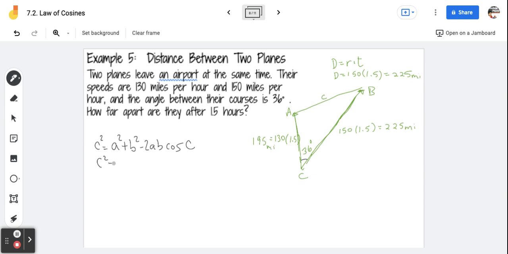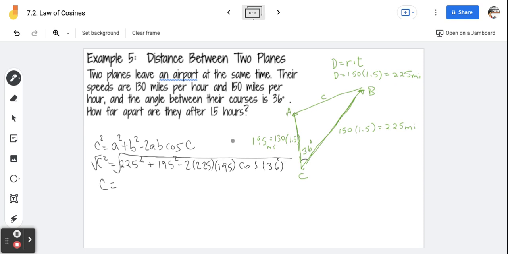Fill in what you know. A is 225 squared. B is 195. Also has to be squared. Minus 2 times 225 times 195 times the cosine of angle C, and angle C is 36 degrees. All right, and so then I can square root both sides, and I will get C to be, all right, let's go plug all that in.